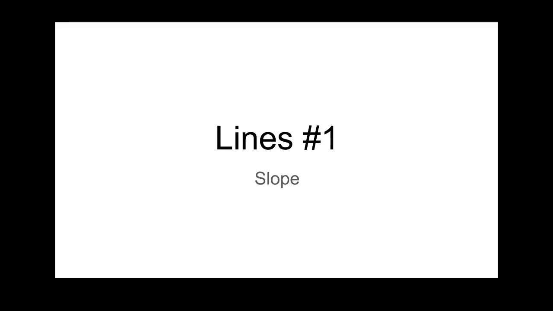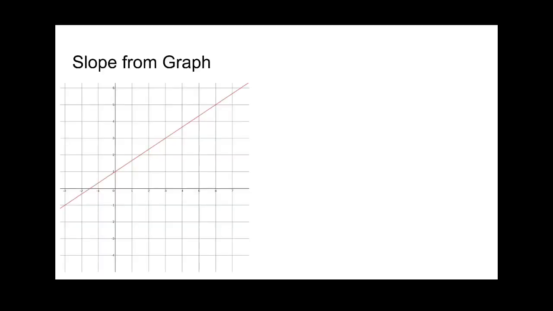Okay, so we're going to be doing a little kind of unit on slope, on lines actually. So we're going to start with slope, and we've done a little bit of this already, so this is review. So to get slope from the graph, remember that slope is rise over run. So what you do, and this is between 2 points.